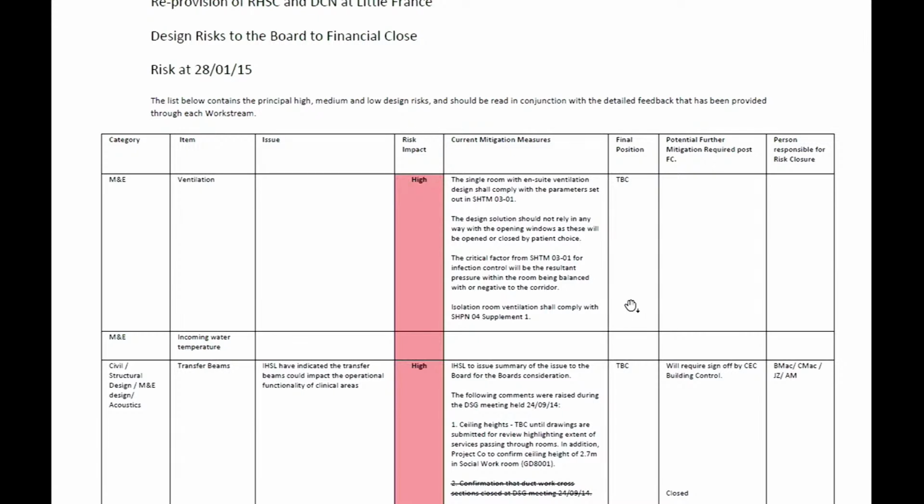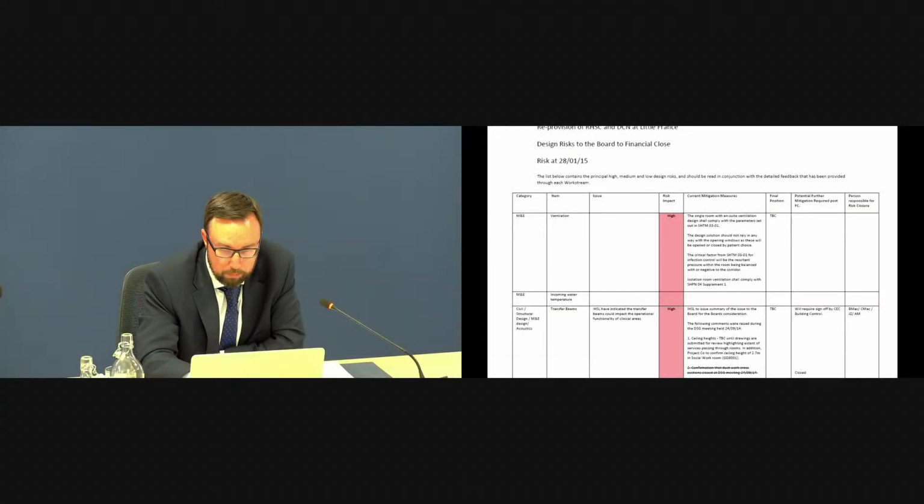Do you see that? Yes. And then the final positions, TBC, to be confirmed. Was that issue resolved, or did it simply get placed as reviewable design data? Well, it was reviewable design data. I think 28 of the first.